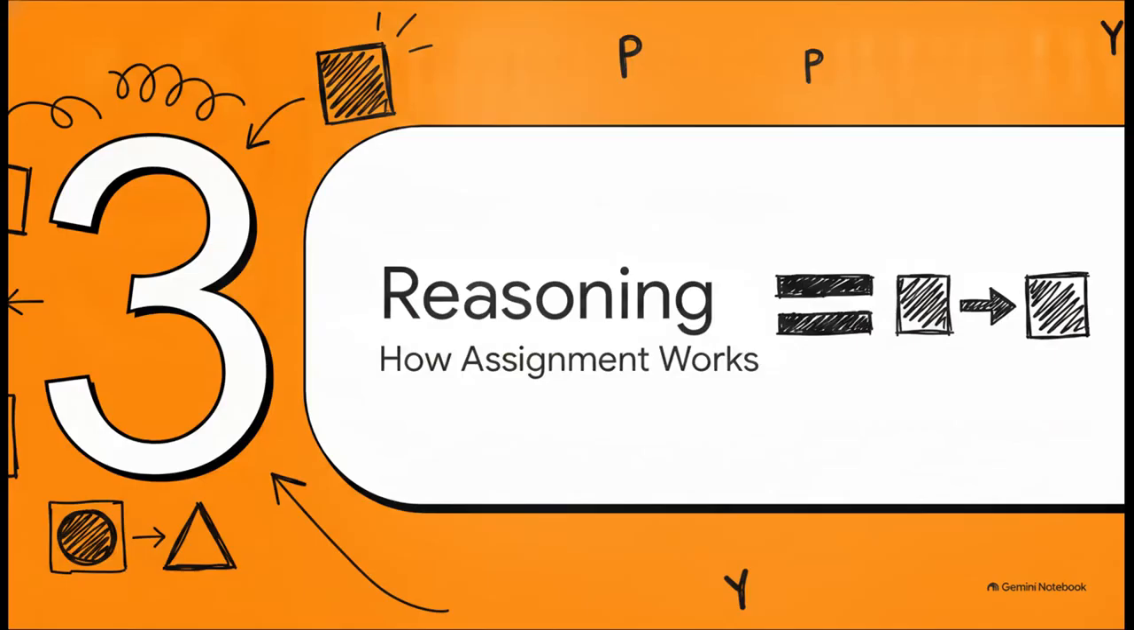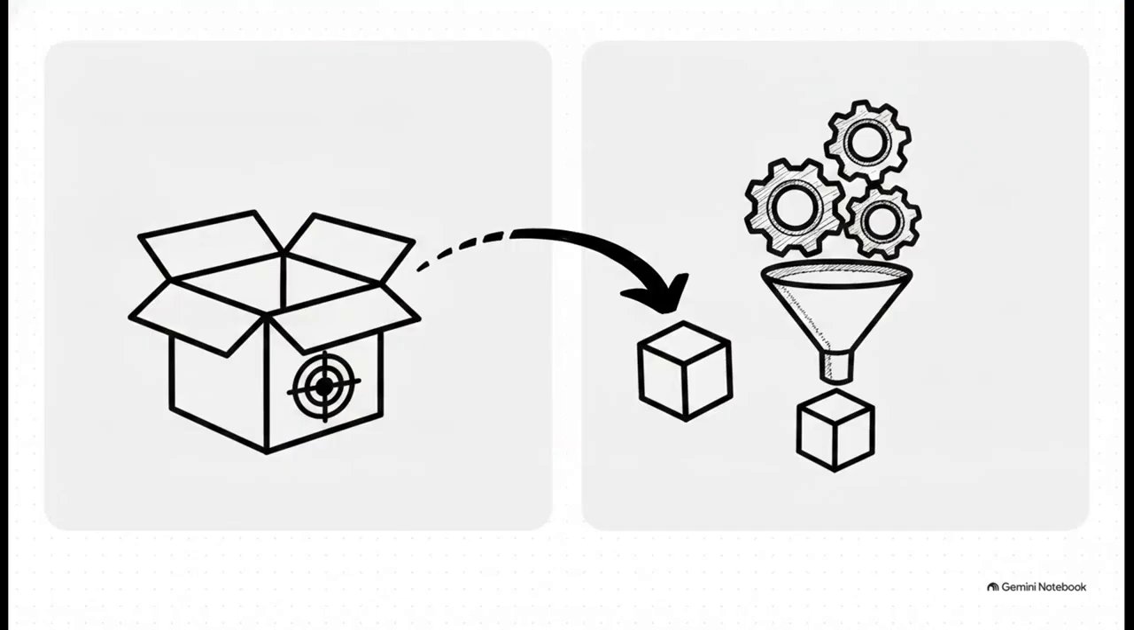Section 3. Reasoning. How assignment works. All right, so the absolutely crucial point here is understanding the semantics, the actual meaning of the assignment statement. The Python documentation clearly states that when Python reads a line of code with an equal sign, it doesn't just read from left to right all at once like we read a book. Instead, it evaluates the expression on the right-hand side first, before any assignment takes place.